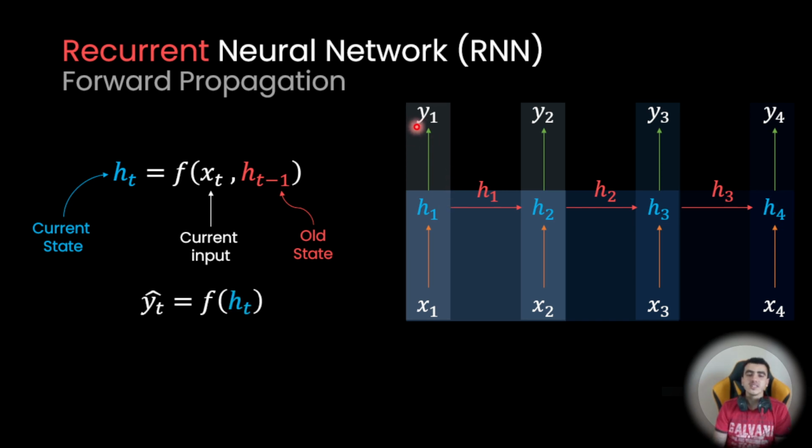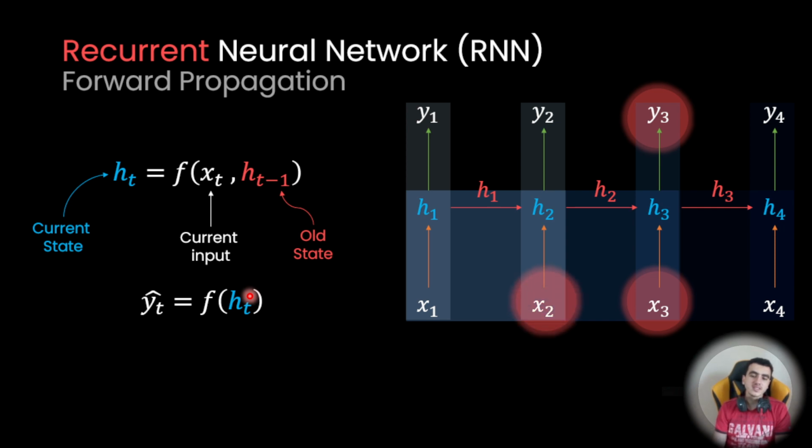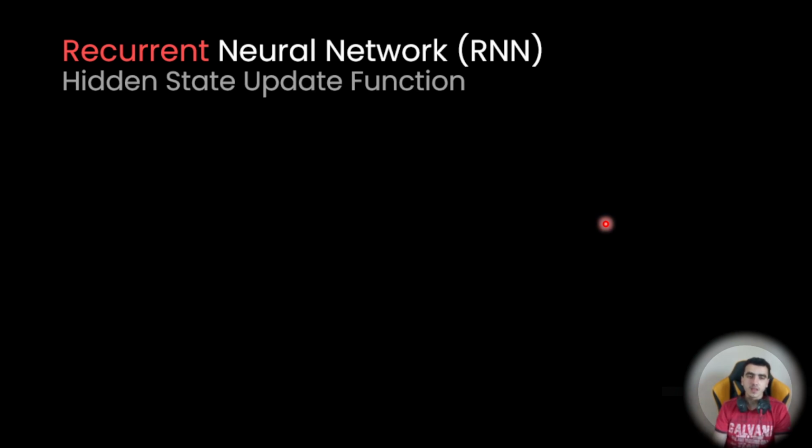Also, Y depends only on the hidden state. It is a function of the current hidden state. And if we interpret it this way, Y3 depends on the current input X3 and also all the previous inputs, as their information flows through this hidden tunnel through the network.